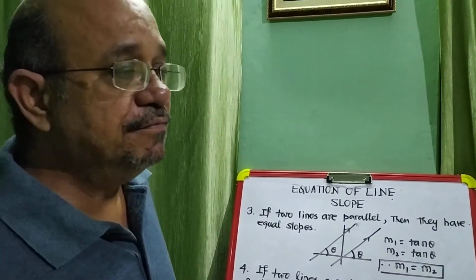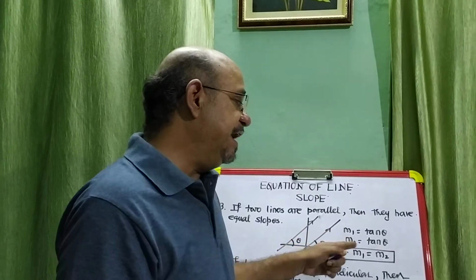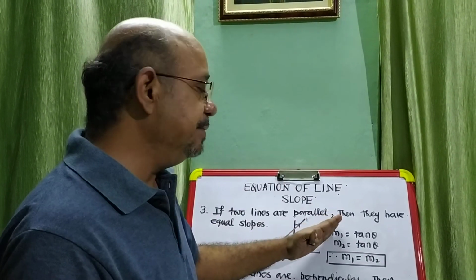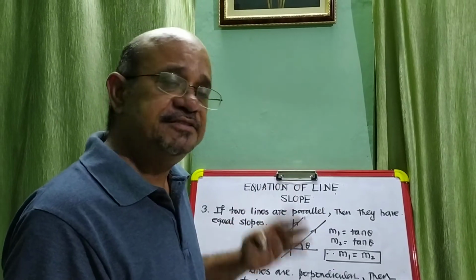So if 2 lines are parallel, then they have equal slopes. If I know the slope of this line, the slope of the other line will be same as this.